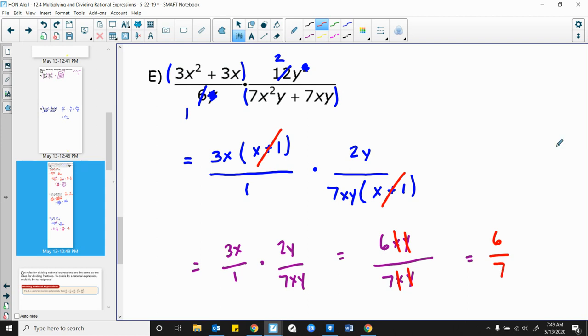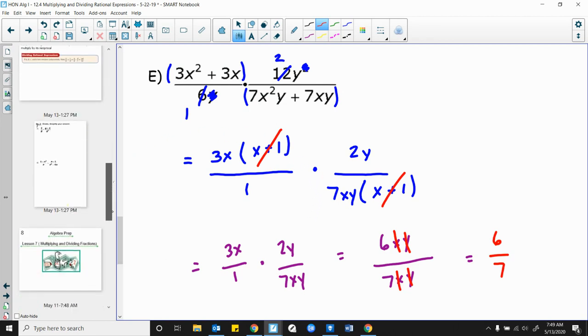Wow. We just turned that into that. Okay? So I hope you're starting to see the ins and outs of this one. That one's not as complicated, but it's very important to do this simplifying that I'm doing first. Okay? It's very important. All right. 2 more.